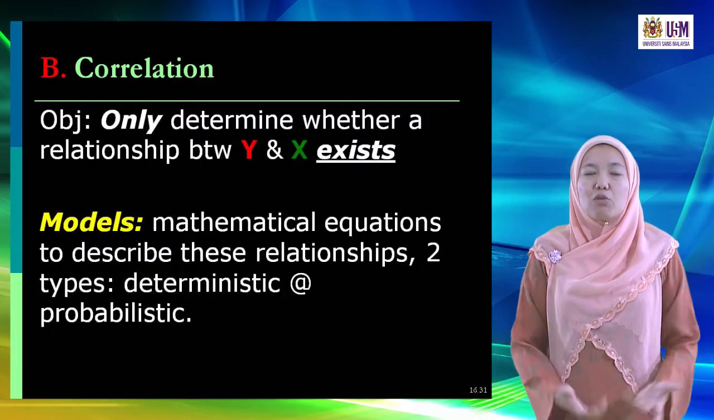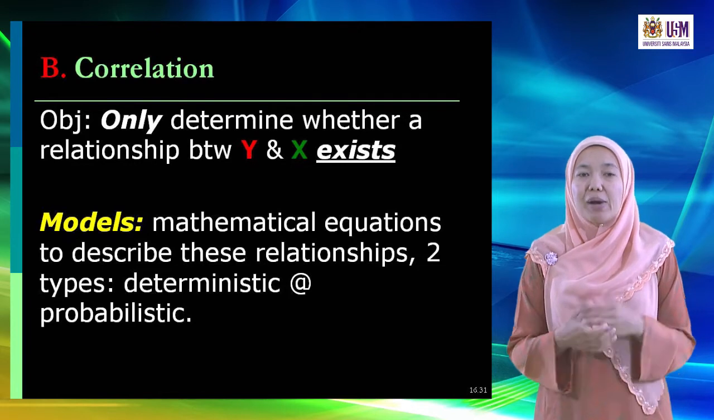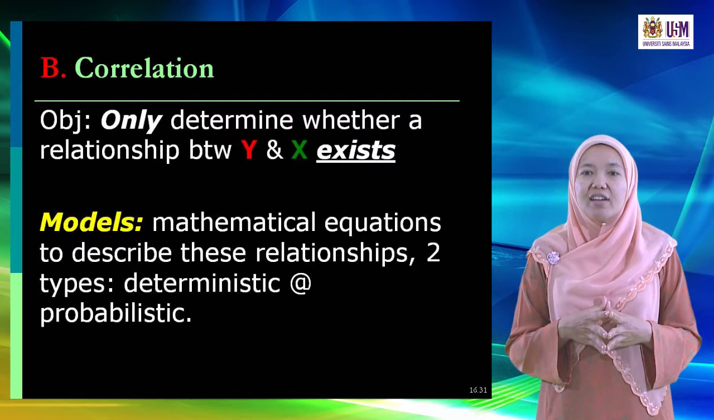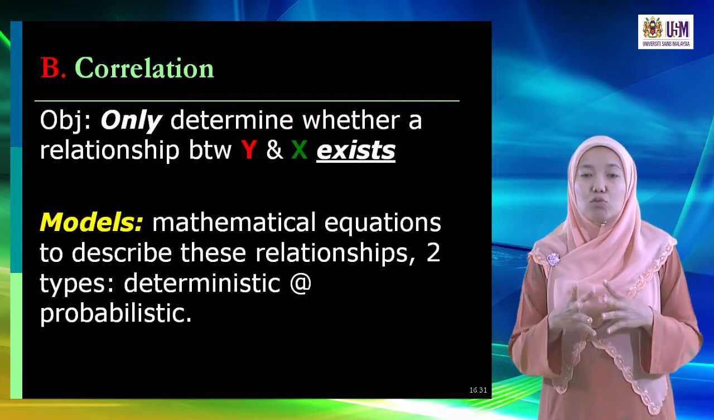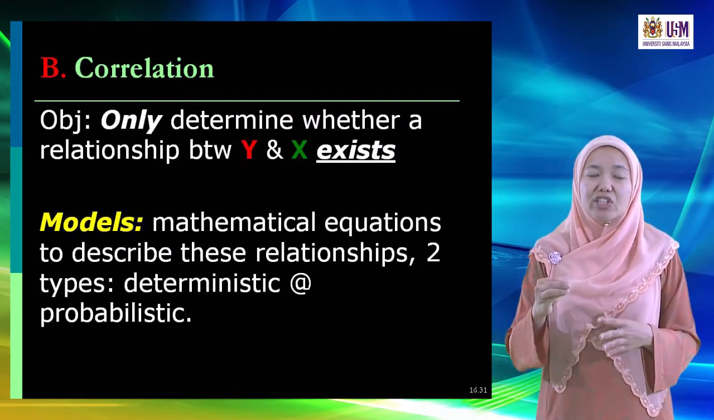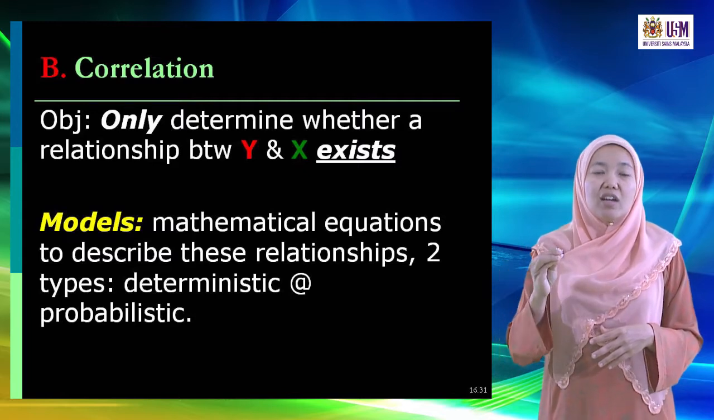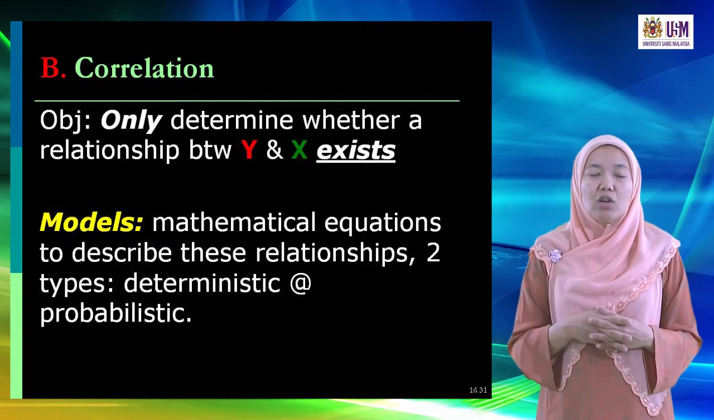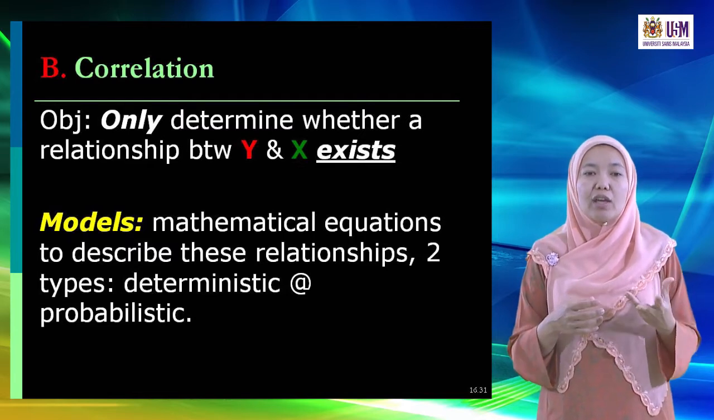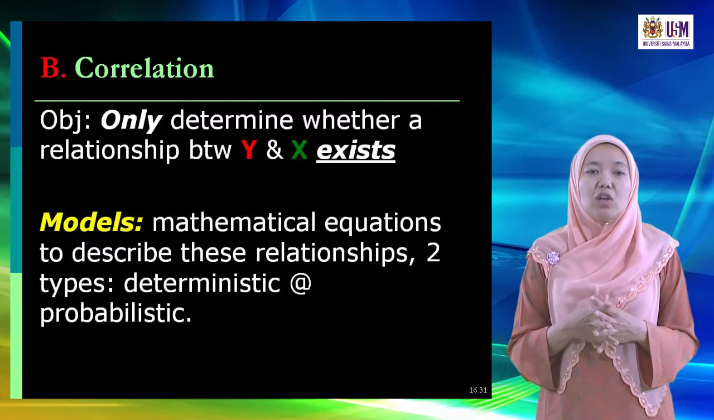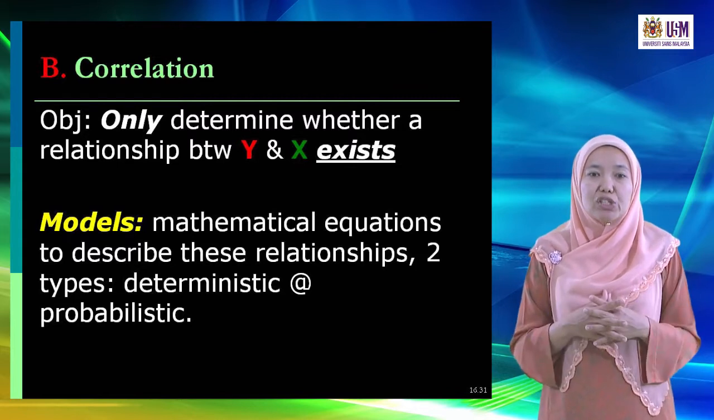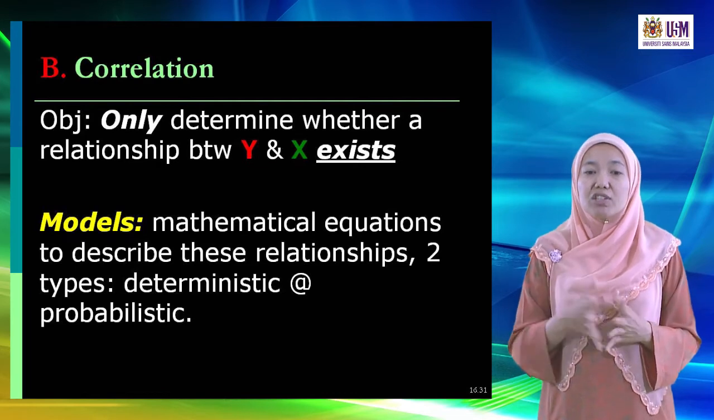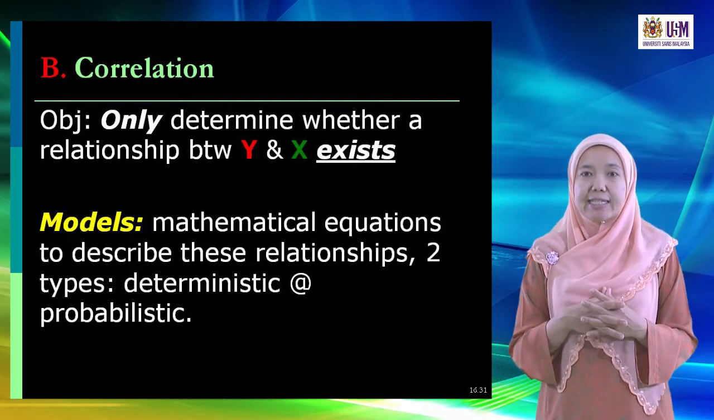When we discuss correlation in part B, by definition, our objective is only to determine whether a relationship between x and y exists. Correlation just tells you whether x and y have a relationship. And here this is where you need to come across models. Models are mathematical equations to describe these relationships. Models can be deterministic and they can be probabilistic.